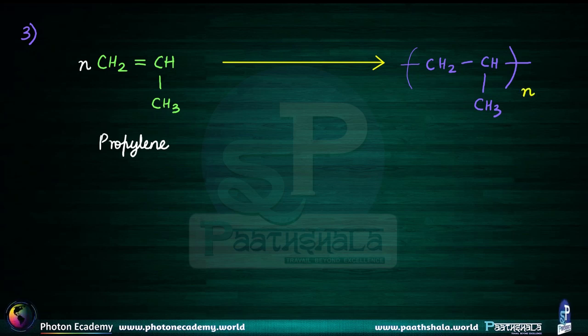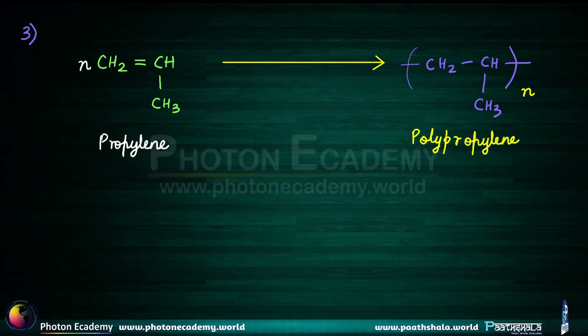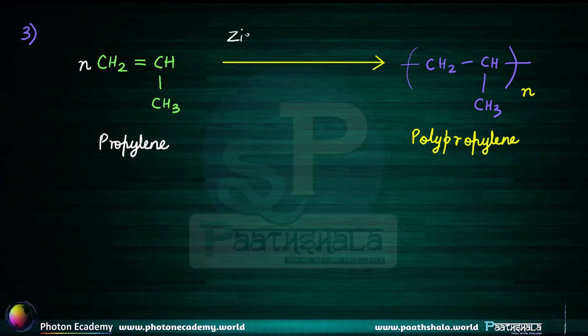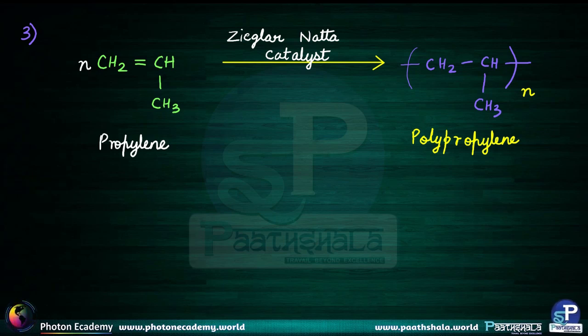Now this polymer is called polypropylene, because poly means many and propylene comes from the monomer name. Now in this polypropylene, a catalyst is used to carry out this reaction, and this catalyst is the Ziegler-Natta catalyst. So the Ziegler-Natta catalyst is being used, and this is a type of polymer, again an addition polymer.